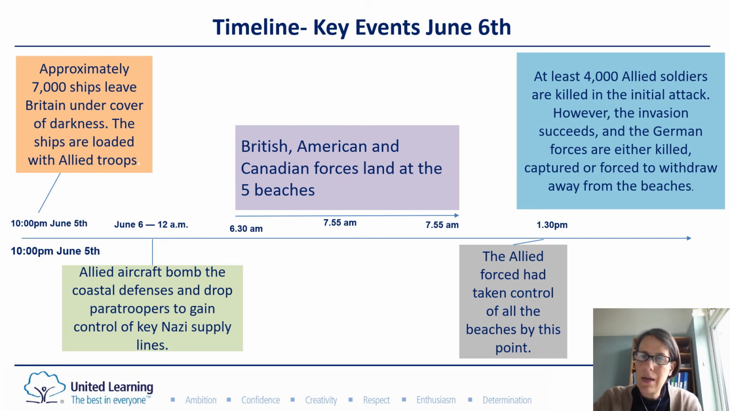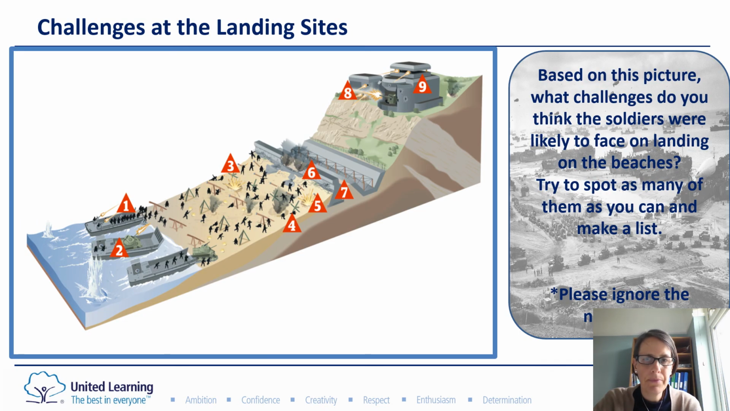But 4,000 Allied soldiers were killed in the original attack, but it did succeed, and the German forces were killed, captured, or had to move back away from the beaches. So the first part of D-Day was a success.